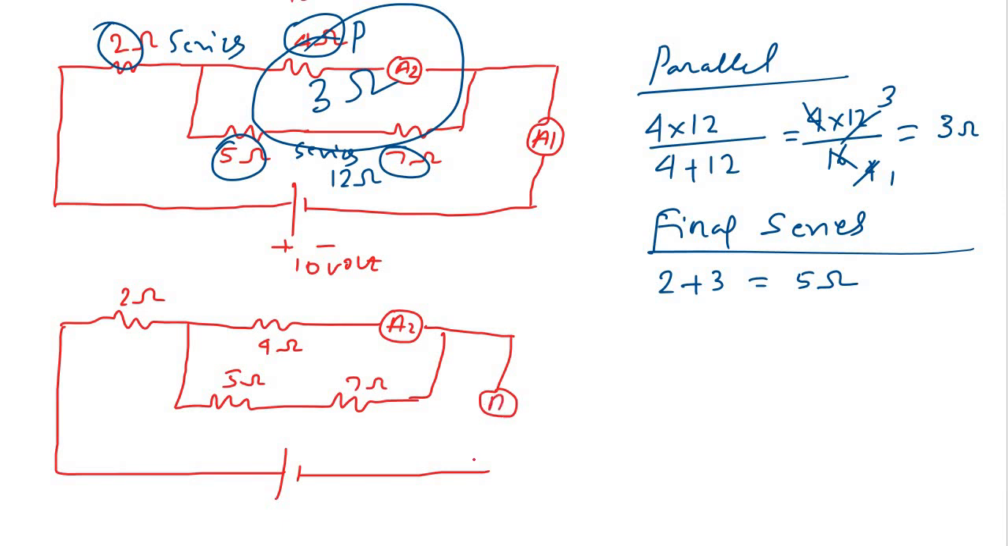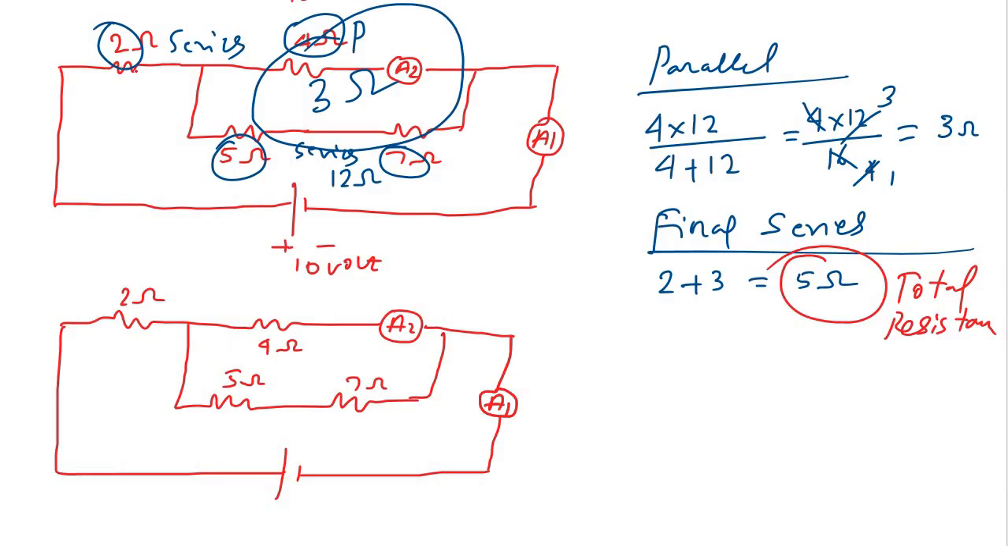We are having ammeter A1, looking probably like this. Well, what is the effective resistance of the whole combination? The effective resistance of the whole combination is 5 ohm. So this is our final value of resistance, our total resistance, right?